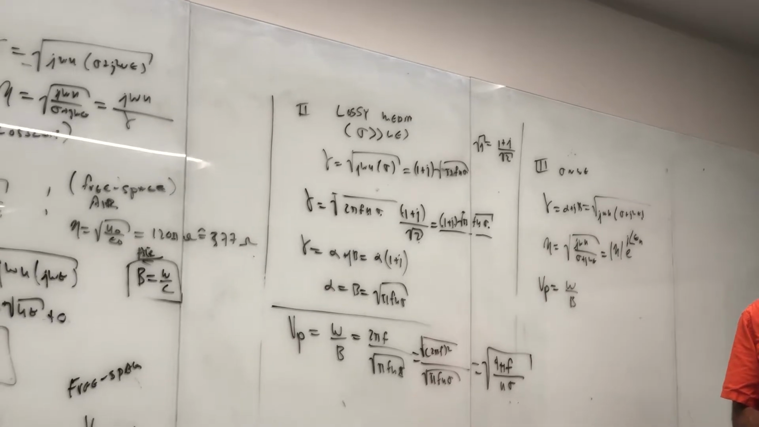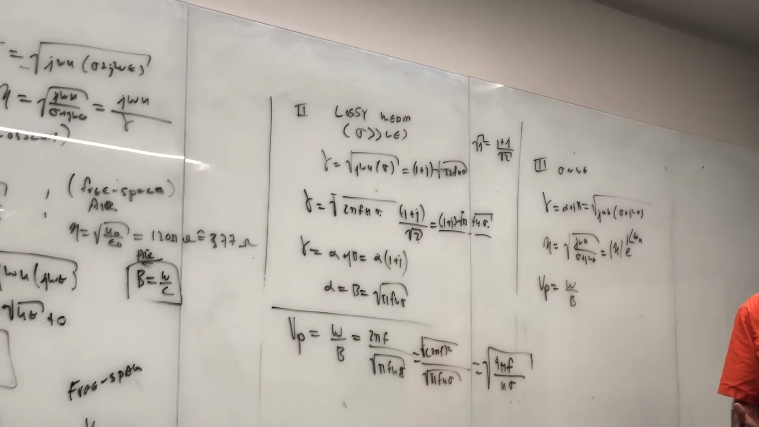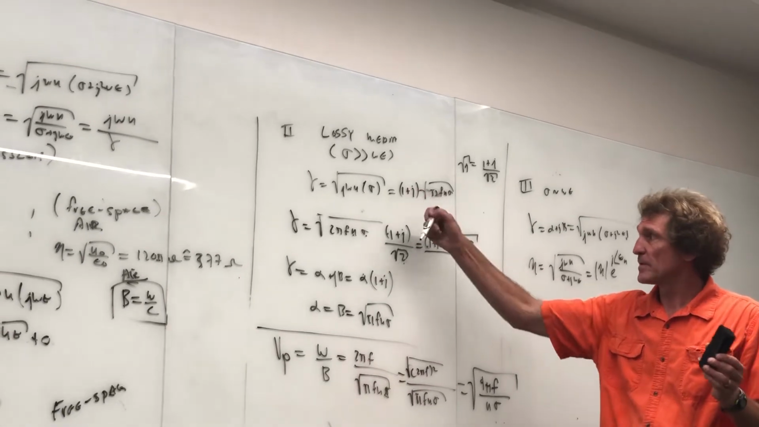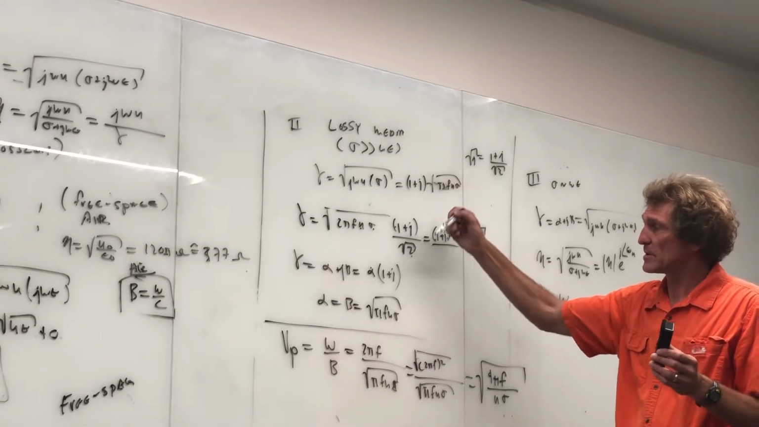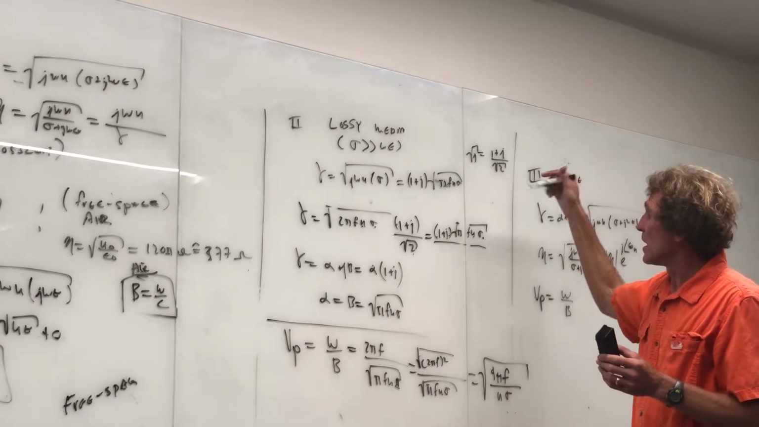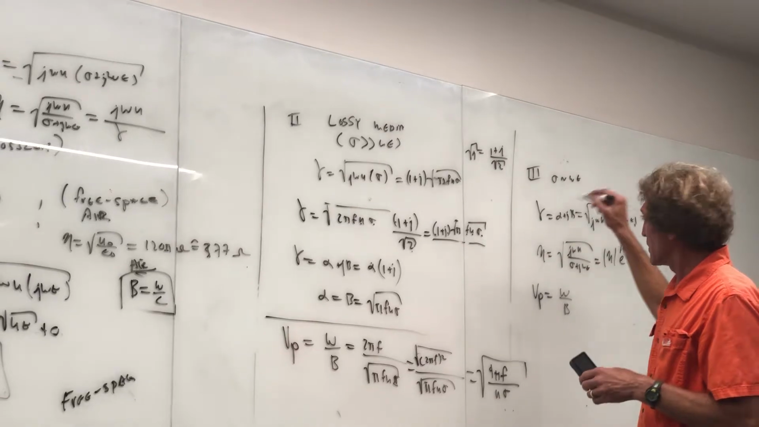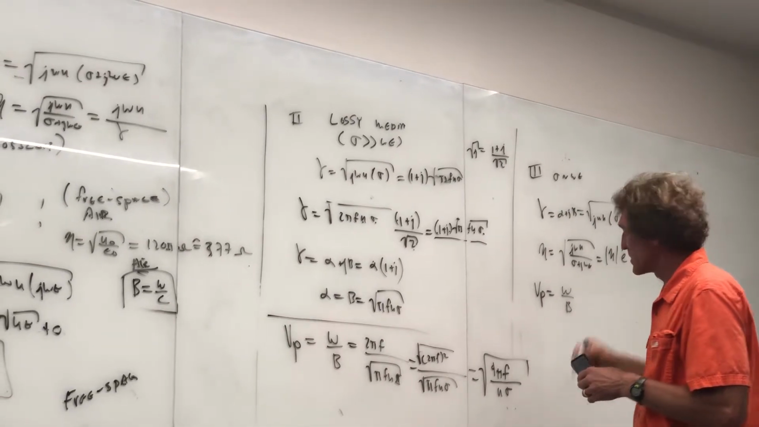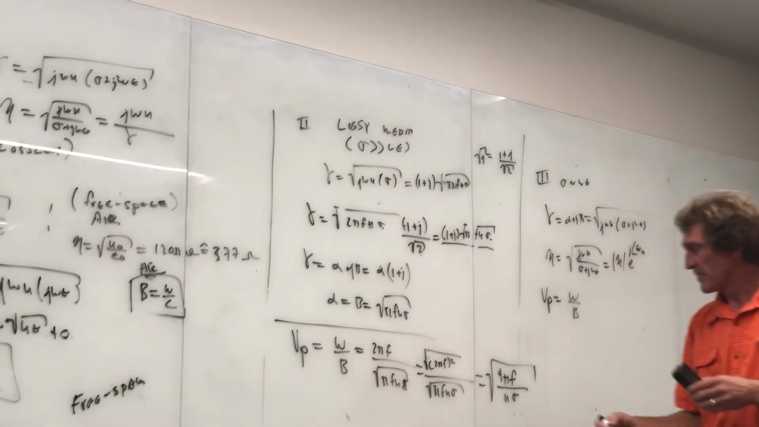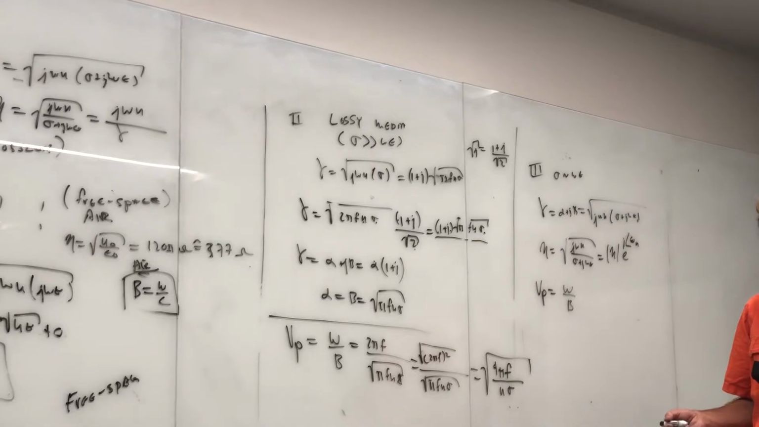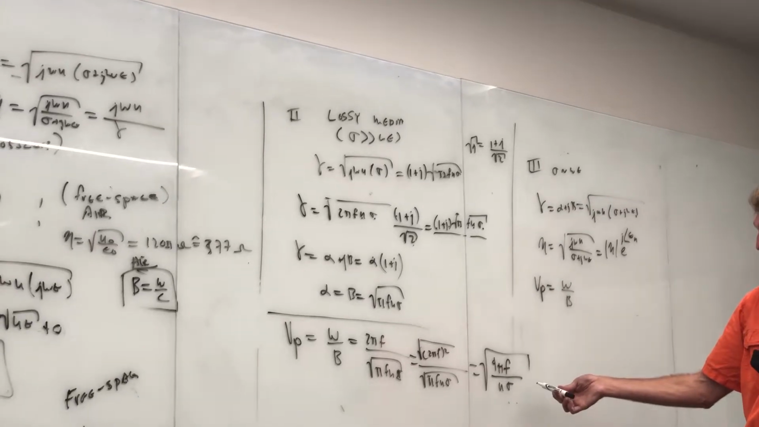Okay? I know it seems like a lot of stuff, but really the essentials are these equations. Gamma is equal to alpha plus j beta. Eta is equal to the square root of j omega mu over sigma plus j omega epsilon. And the phase velocity you always get from omega over beta. These are always true.